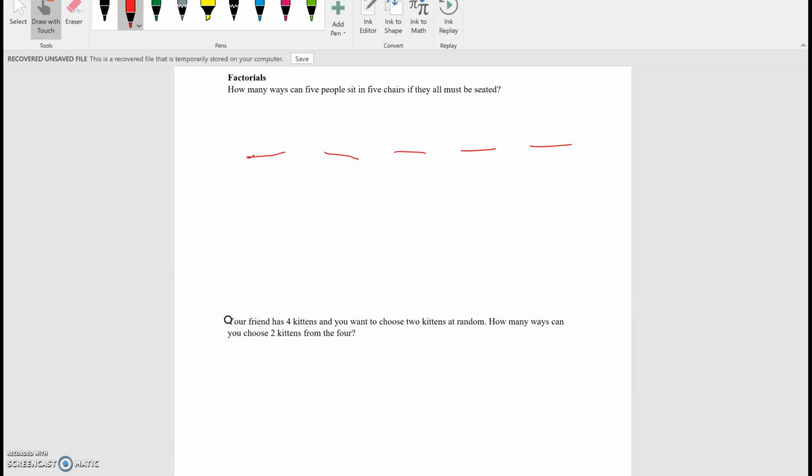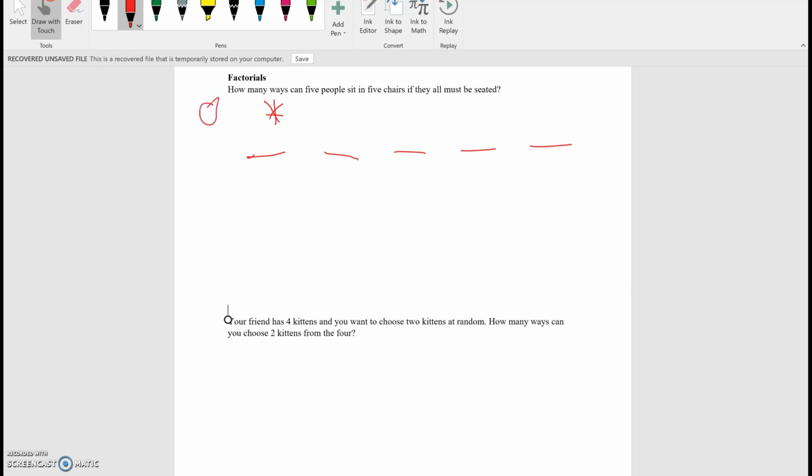Okay, so now that I have my 5 chairs, I know that I have 5 people that I have to sit, right? So what I need to figure out is, what are all the possible combinations that I can sit 5 people in these 5 chairs? In the very beginning, for the first chair, how many different ways can I sit these 5 people in this one chair? Well, there's 5 different ways, right?